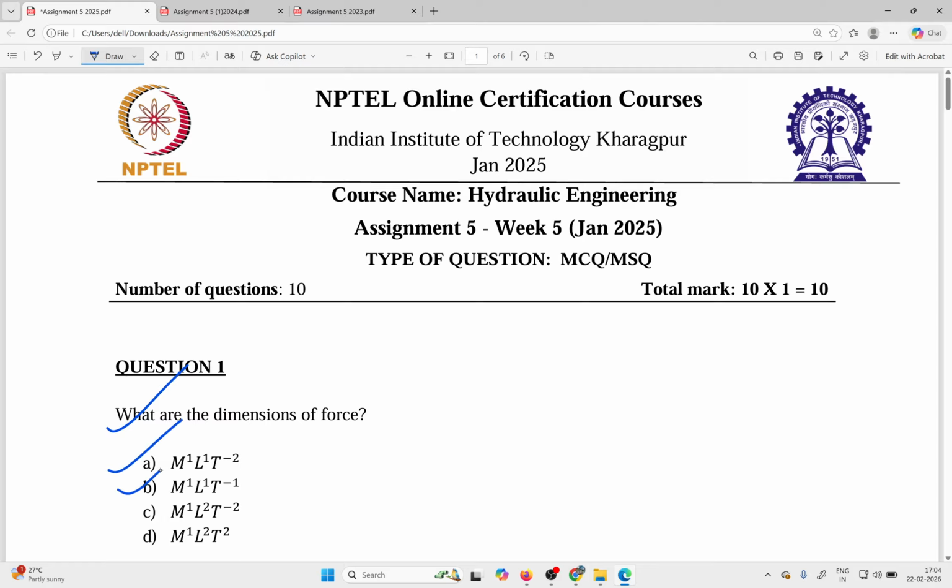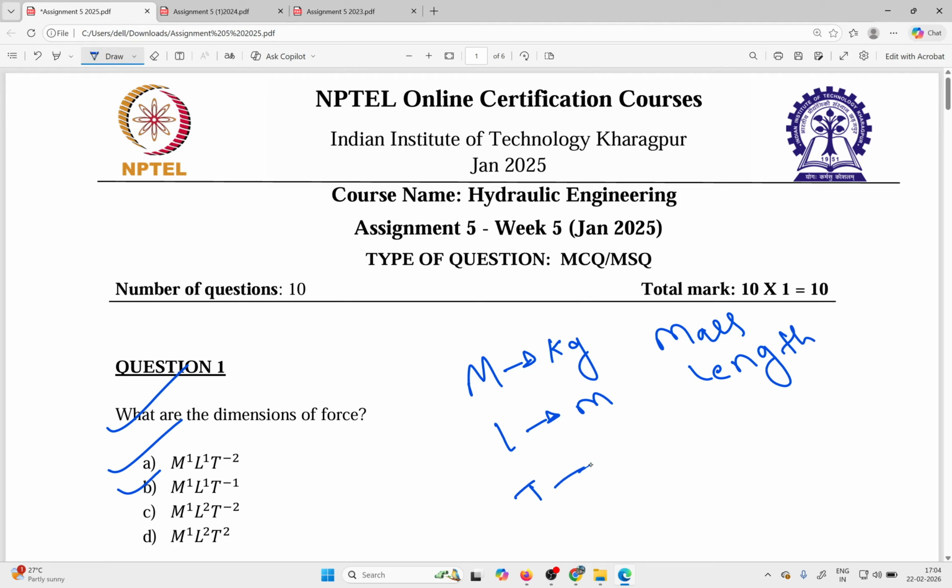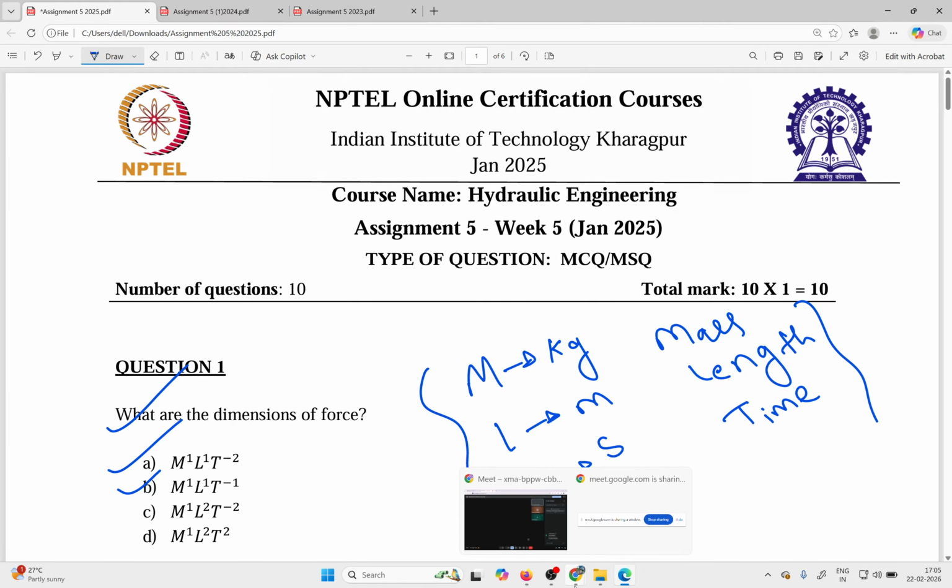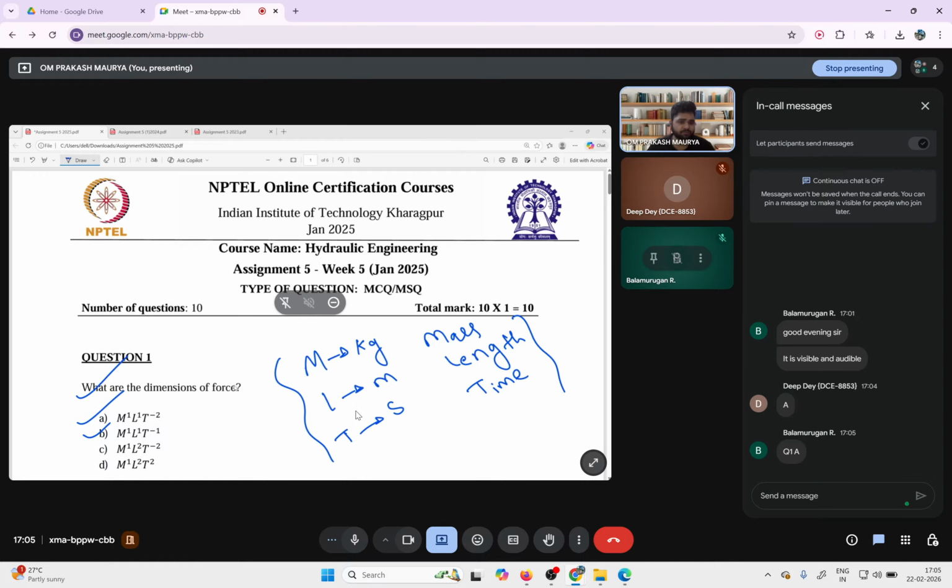The options here use M, which corresponds to kg or the mass, L, which corresponds to the meter or the length, and T, which corresponds to second or time. Now please try to write your answer in the chat box. This is a very easy, very fundamental question. Maybe you studied these things in your 11th.